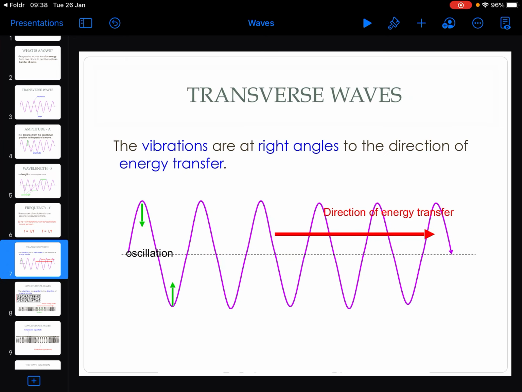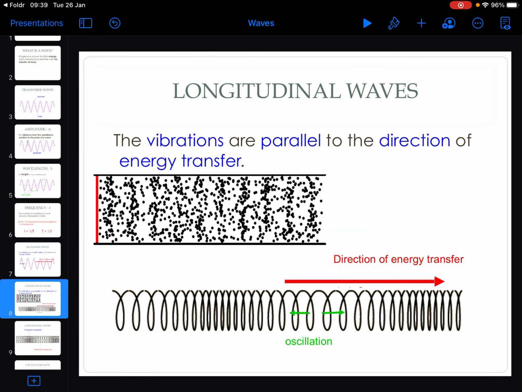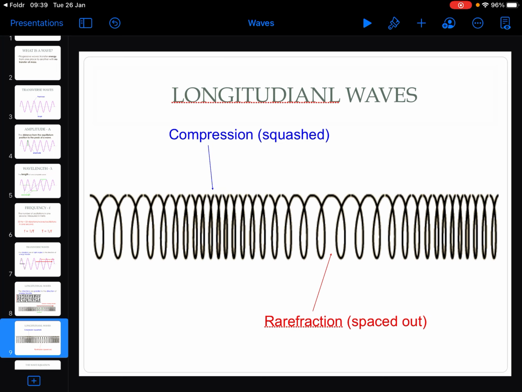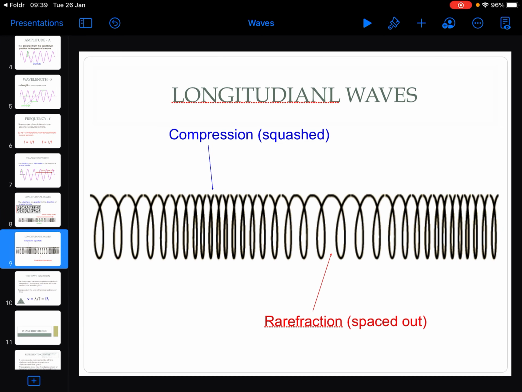Okay, so definitions of transverse waves. The vibrations are at right angles to the direction of energy transfer. Examples: any electromagnetic spectrum wave is a transverse wave. Water ripples as well. In longitudinal, the vibrations are parallel to the direction of energy transfer. Don't forget you also have compressions and rarefactions in there. Examples: any sound or sonic wave, ultrasound for example.